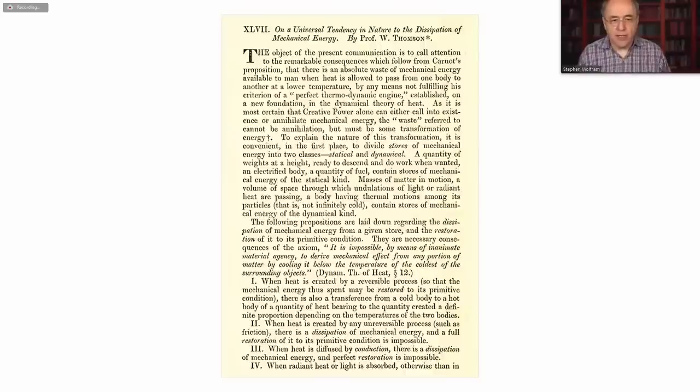When heat is created by an unreversible process, we now say irreversible process, such as friction, there is a dissipation of mechanical energy and a full restoration of it to its primitive condition is impossible. That's the second law of thermodynamics. Things tend to get more random. Things are dissipated as heat and the energy is not recoverable for useful purposes. Number three here, when heat is diffused by conduction, there is a dissipation of mechanical energy and perfect restoration is impossible. So again, same story, but he's talking not about friction, but about conduction, etc.